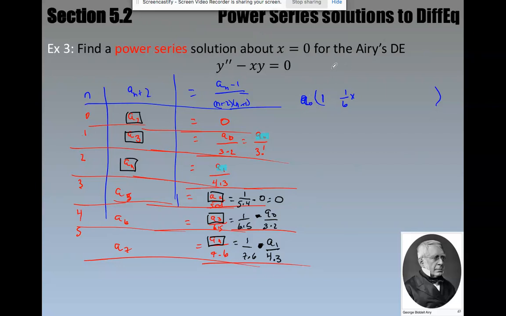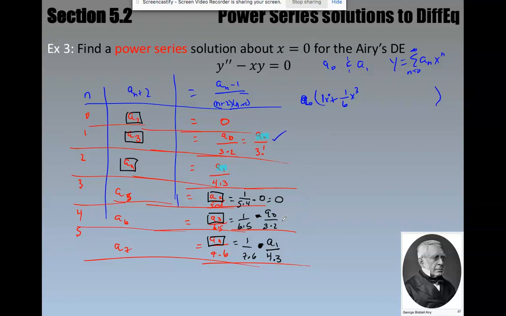Because remember, we have a sub 0 and a sub 1 are arbitrary constants, and we're assuming that y can be written as a sub n, x to the n. So there's a sub 0 plus a sub 0, 1/6 x to the what? Right, because this is x to the 0, right? So then where do I go? So I've taken care of that.